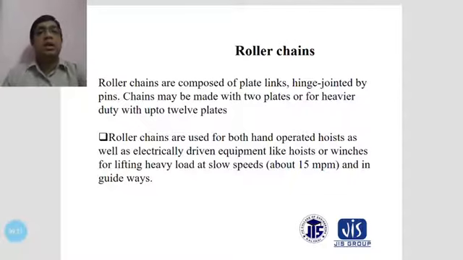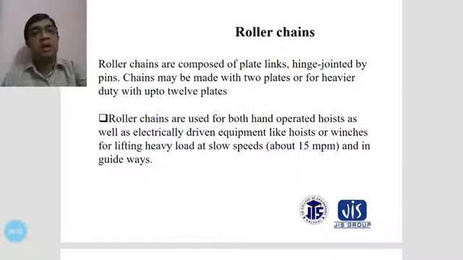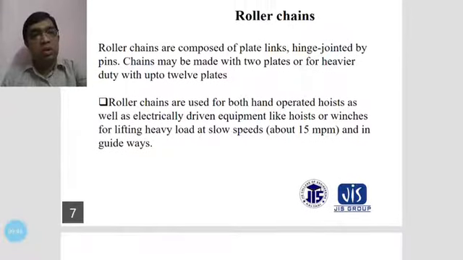Winches lift heavy loads at slow speeds, about 15 meters per minute. Guided ways are also considered for the roller chain. The roller chain is basically used in the winch, and sometimes we can see it in different types of cranes. We can also use the roller chain for lifting heavy duty loads.